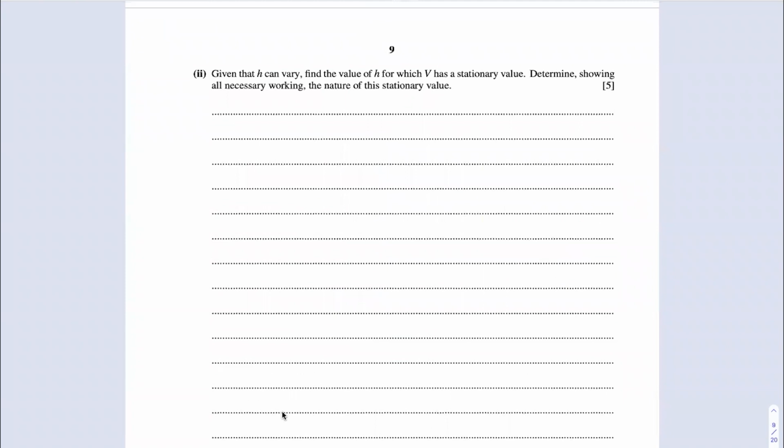In part 2, it says that given that h can vary, find the value of h for which V has a stationary value. Stationary value basically means that dV/dh would be equal to 0. Now we know that V is equal to 1/3 π into (225h − h³), and for the stationary value, we'll find dV/dh and put it equal to 0.